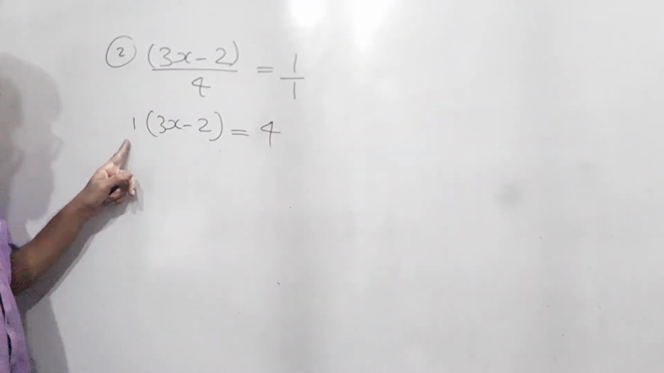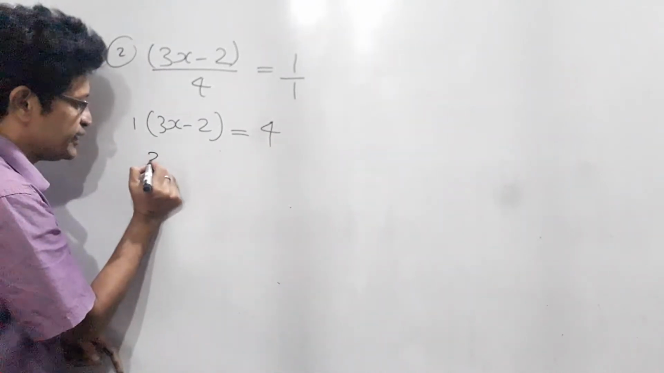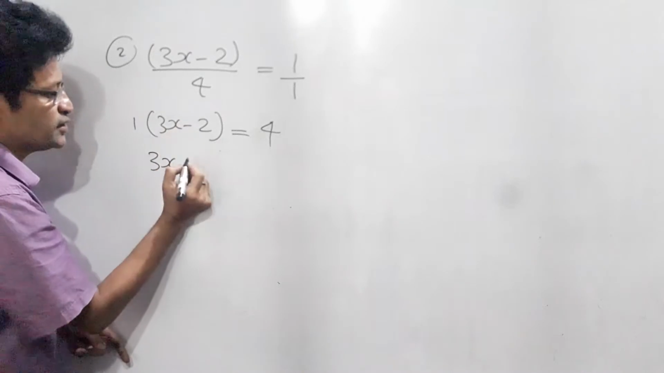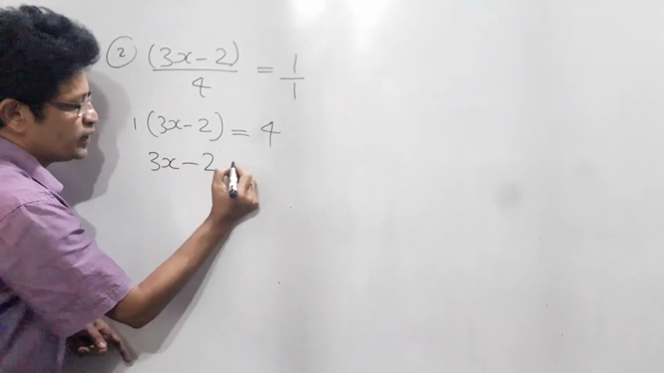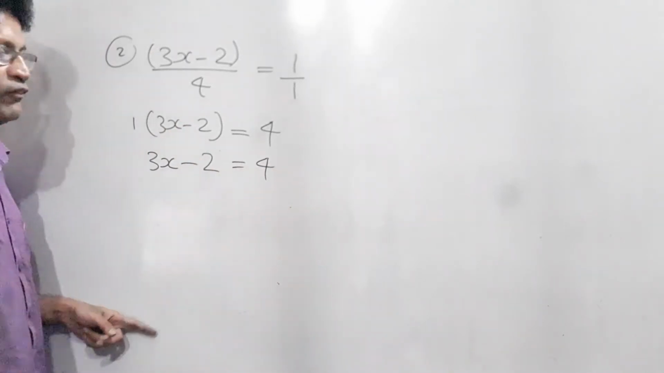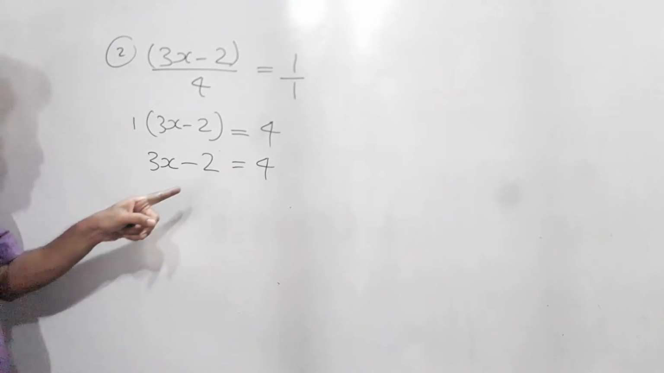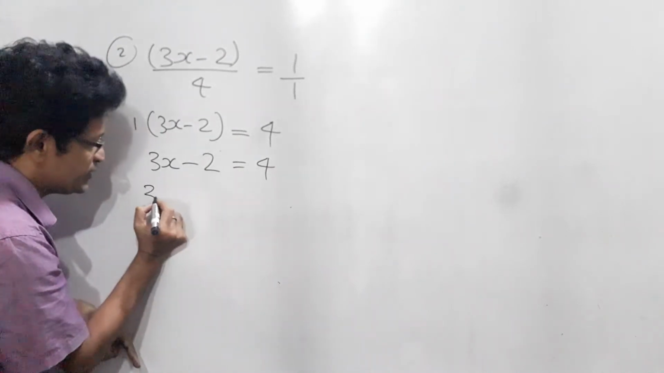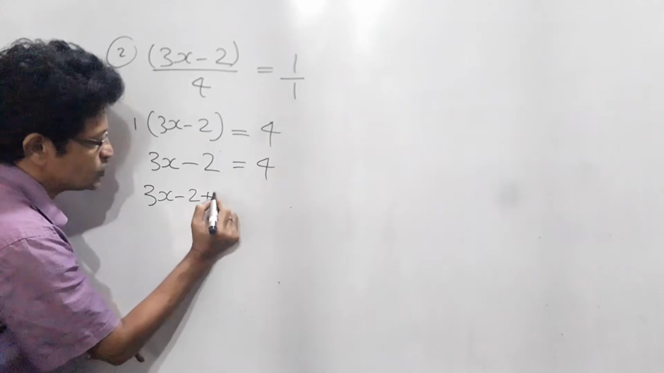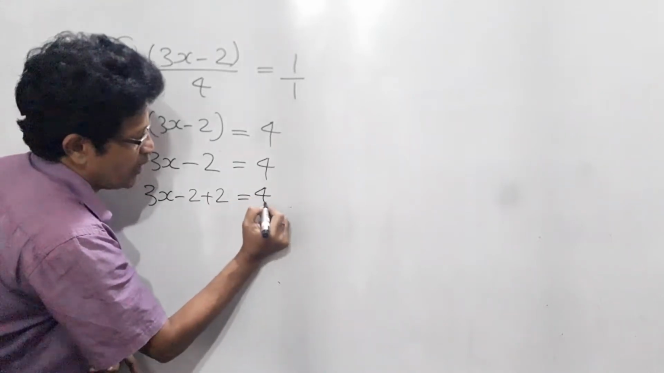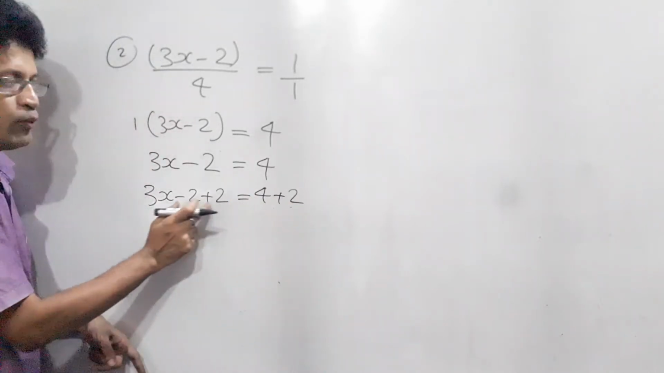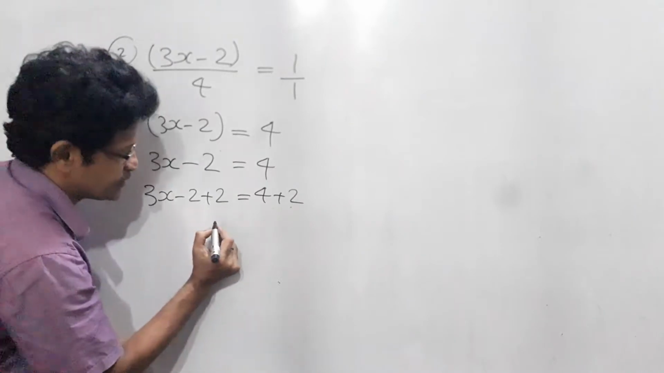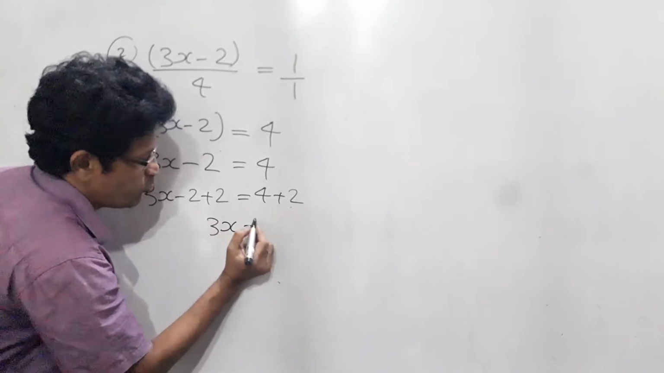Now we have to remove the brackets. 1 into 3x is 3x. Plus into minus is minus. 1 into 2 is 2. So 3x minus 2 equals 4. Now we have to get rid of this 2. For that I have to add plus 2 here, then 3x minus 2 plus 2. Then on the other side also I have to add plus 2. Now 2 and minus 2 will get cancelled. 3x equals 4 plus 2.